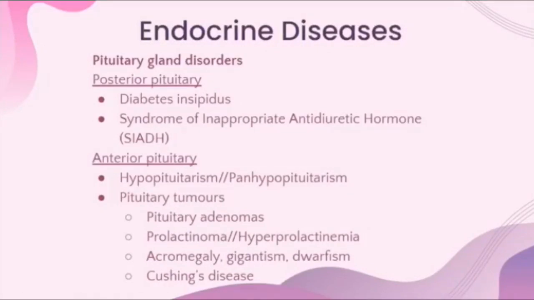Under anterior pituitary, there is hypopituitarism, the failure to produce at least one hormone or not enough hormones, and pituitary tumors including pituitary adenomas, prolactinoma, acromegaly, gigantism, dwarfism, and Cushing's disease.